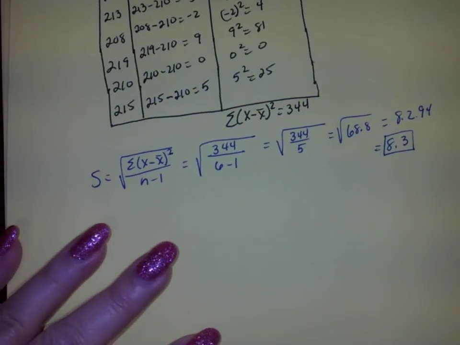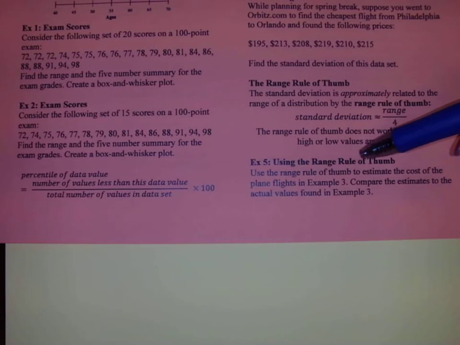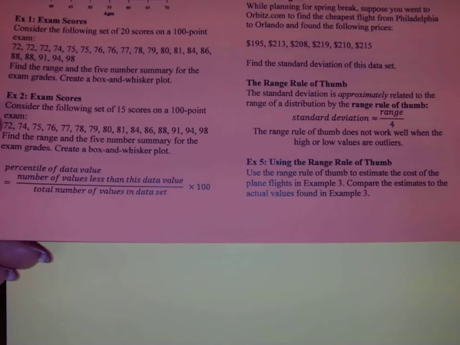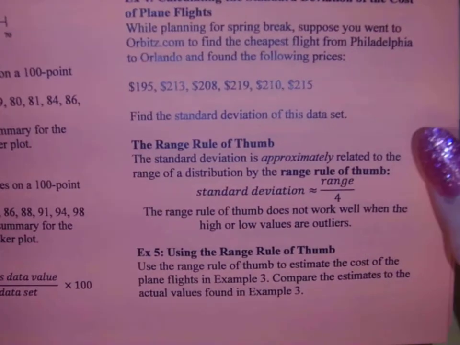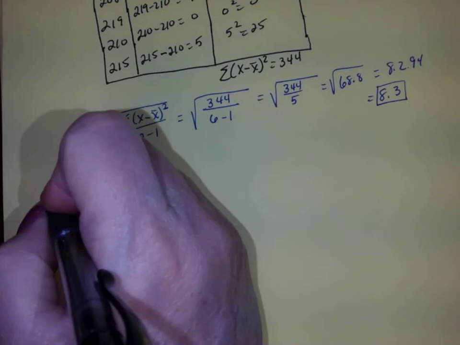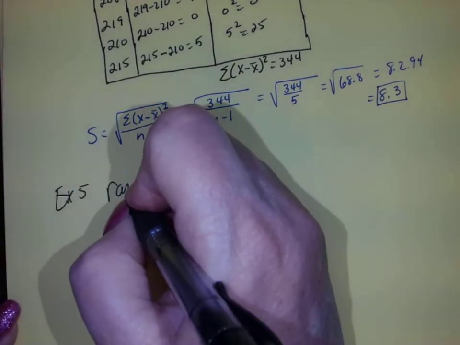So this is number 5. We're going to go back and use the same problem we just did, but we're going to use the range rule of thumb and then compare the estimates to the actual values found in, that should be saying example 4 there, not example 3. So we're looking at example 5. We're finding the range rule of thumb.